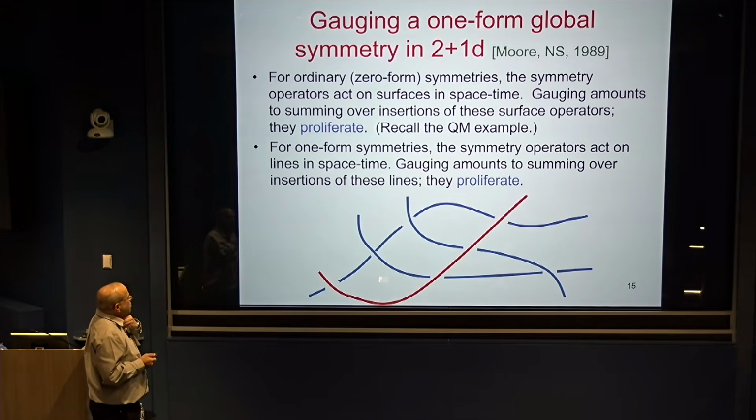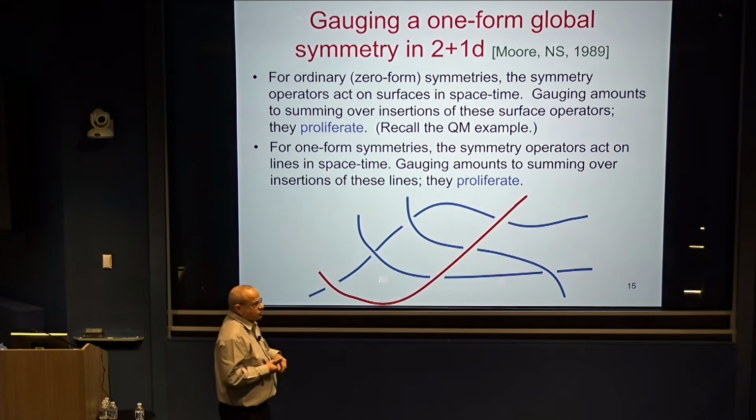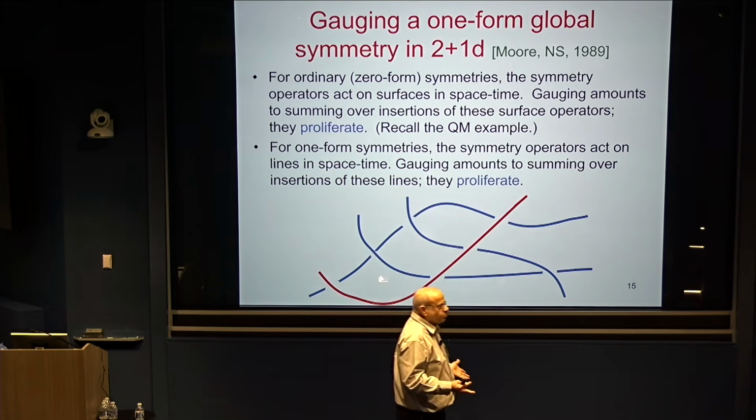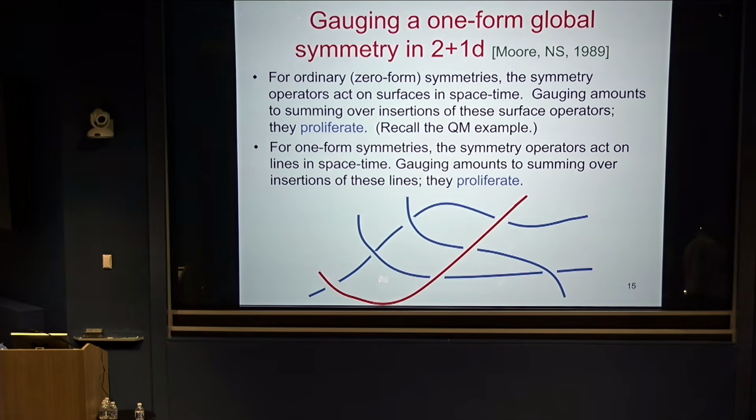Doing it for one-form symmetry is now straightforward. The symmetry operator is a line. So what we need to do is sum over all possible line insertions. And this picture was already mentioned in the '89 paper. And I apologize, we used the word condensation for the proliferation of these lines there. But actually, Greg Moore pointed it out to me earlier this week. Maybe I tried to repress this memory.